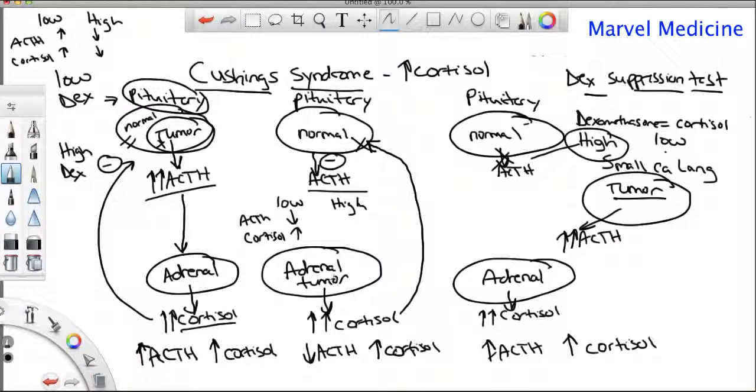Does this adrenal tumor care? No, it's still going to keep on producing a lot of cortisol. And will that make any difference to ACTH? No, because it was low as it was from the first place. It was pretty low to begin with, so it's still going to be low.